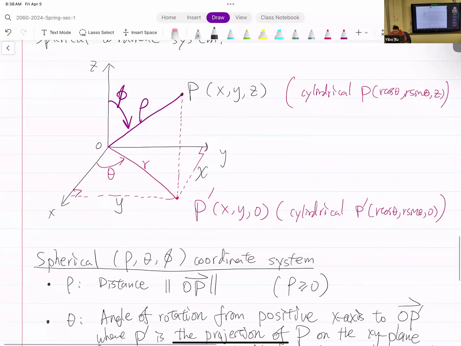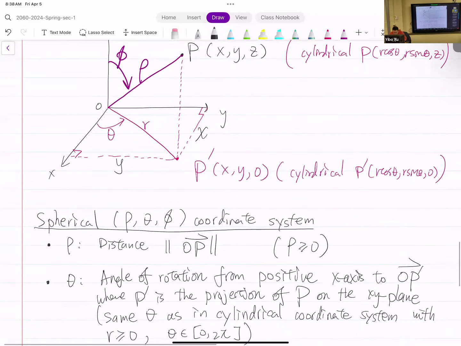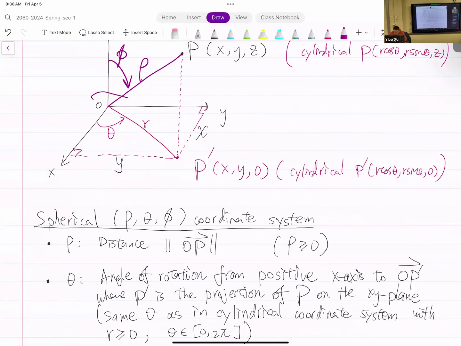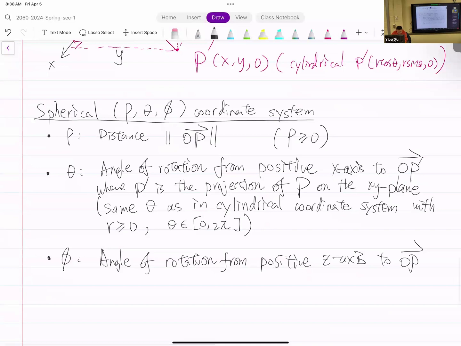But then that's pretty much everything, except we still need this distance rho to help us describe the exact position. So let me add that comment here. So we will require that the phi angle is between 0 and pi.